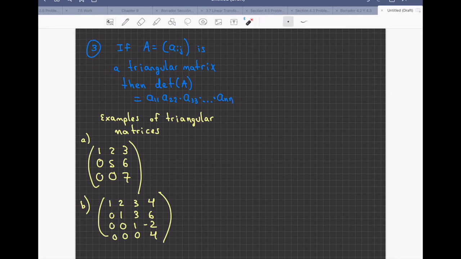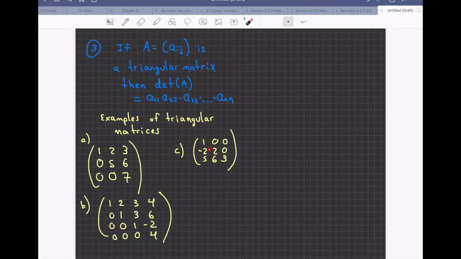Again, notice below the main diagonal, only zeros. Other case could be 1, -2, 2, 5, 6, 3, and then 0, 0, 0. You see?